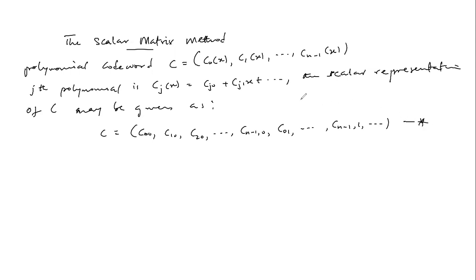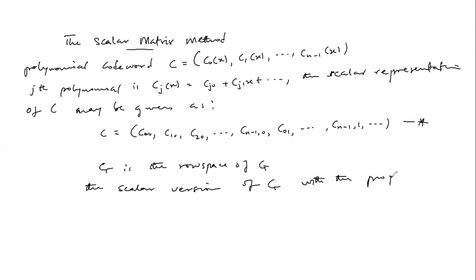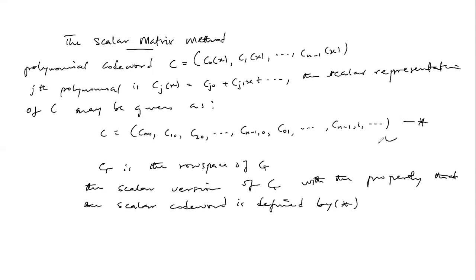Now, since the generator matrix of the convolution code with generator matrix G is the row space of G, then the scalar version of G, with the property that the scalar code word defined by the equation star given here forms the row space of the scalar G.